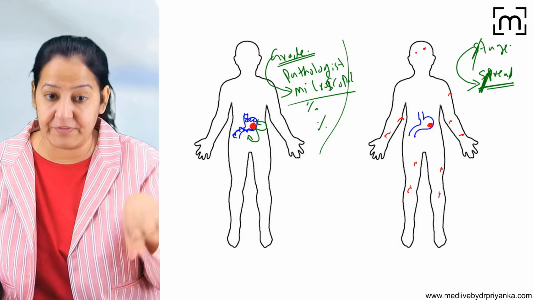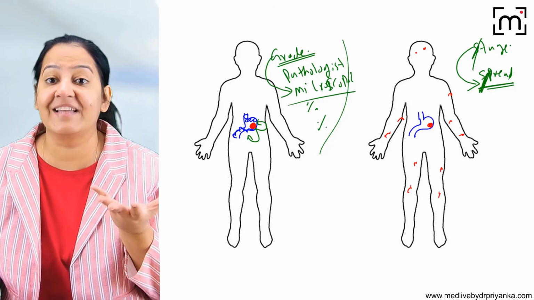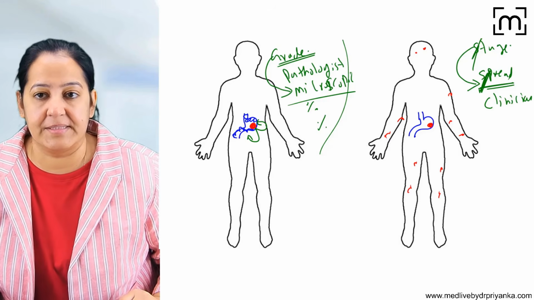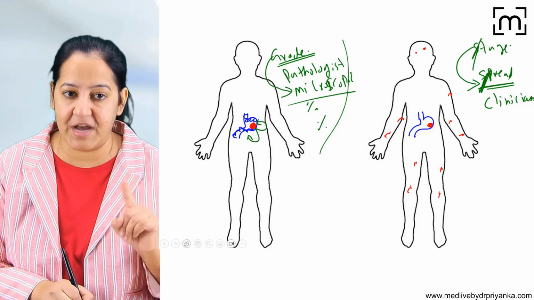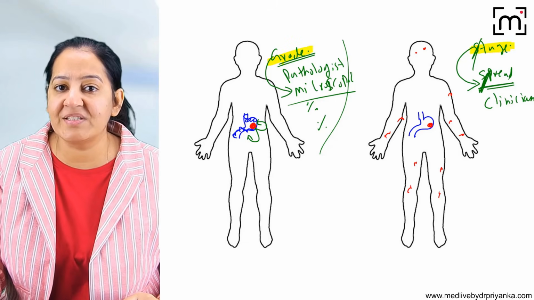Staging is the spread of the tumor. How much the tumor has spread in the entire body. We predict it with various tests like the PET CT scan. So it is done by the clinician. And this one is done by the pathologist. I hope you are getting what is grading and what is staging.